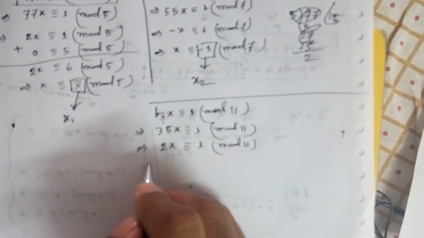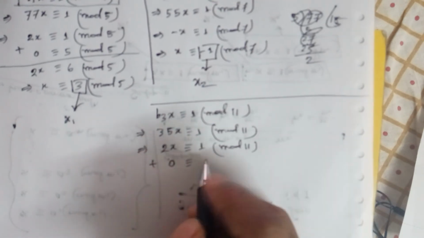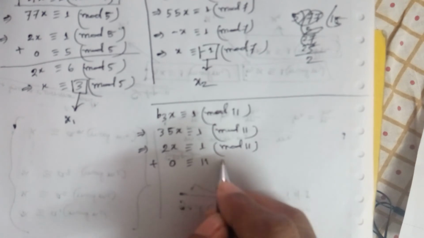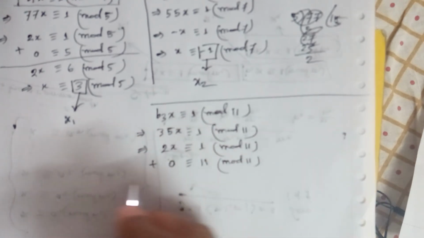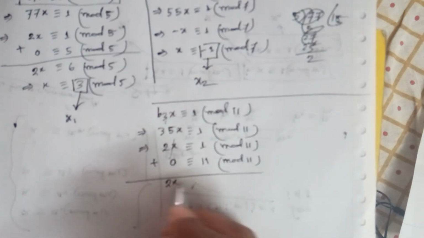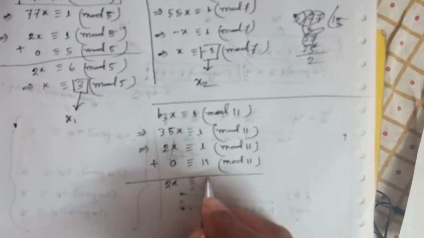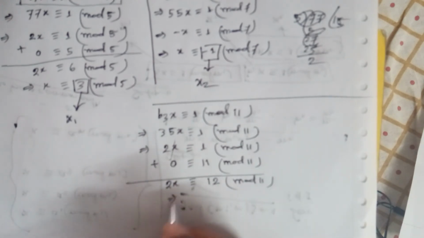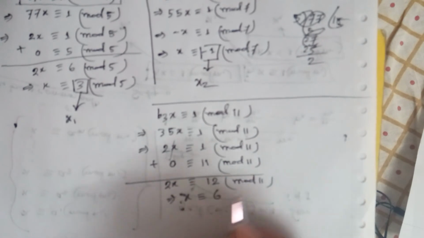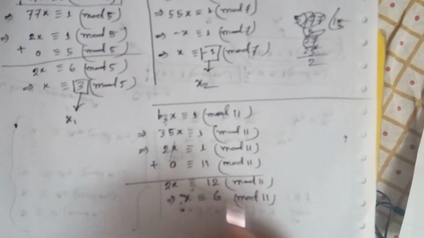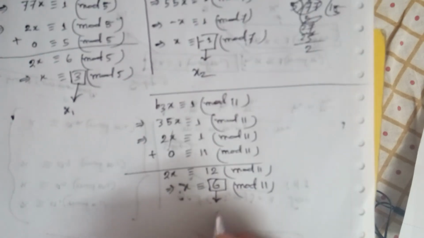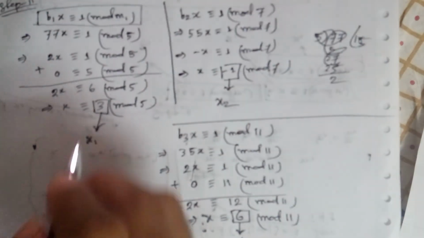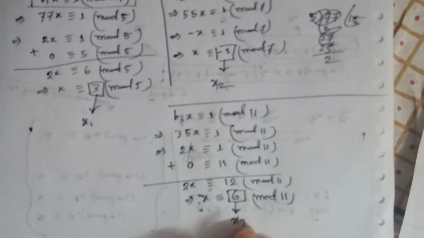Again, we write 0 congruent to 11 with modulo 11. Adding, we get 2x congruent to 12 modulo 11. 2 divides 12, that is x congruent to 6 modulo 11. This number is x3. So we get the solution x1 for this congruence, x2 for this congruence, and x3 for this congruence. And we know the common solution.